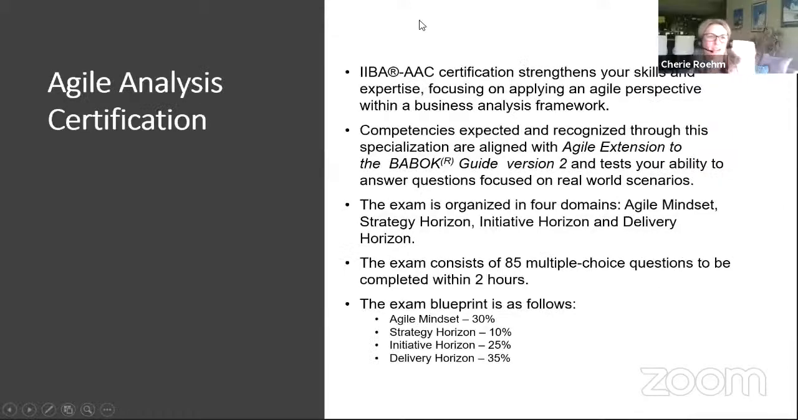Yeah, and if you want to, go to this next slide because we can give a little bit of background, starting out with, what is this Agile analysis certification? So this certification is intended to strengthen your skills and expertise as a business analyst, but focusing really with that Agile perspective. So working in Agile projects or in an Agile context, with an Agile mindset.